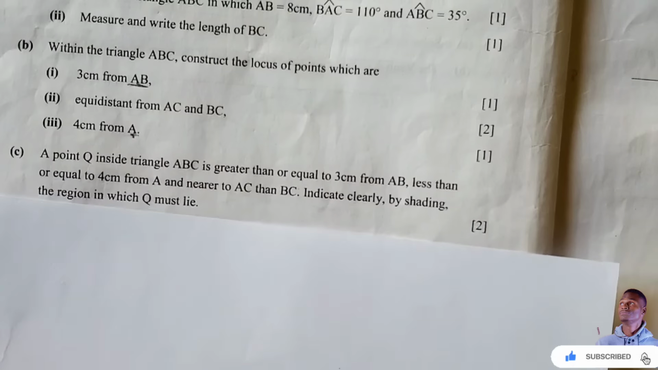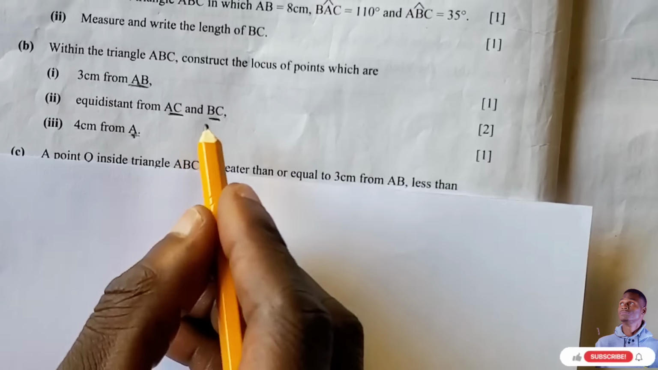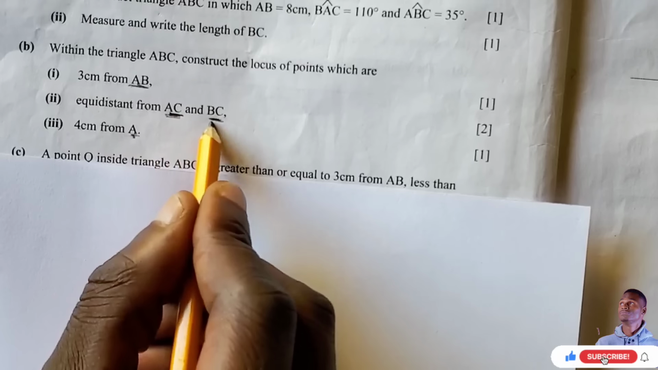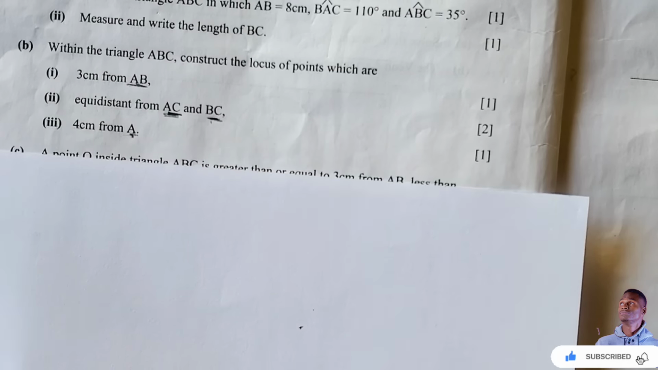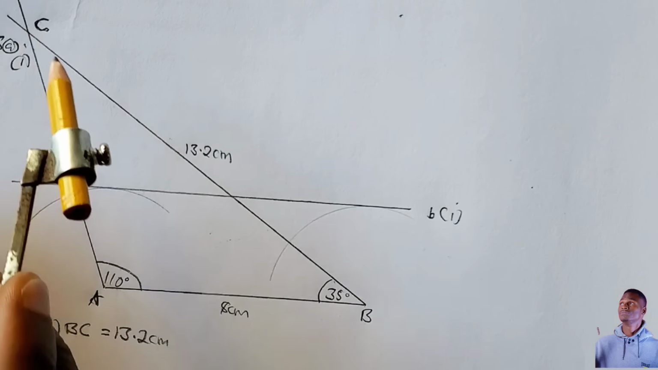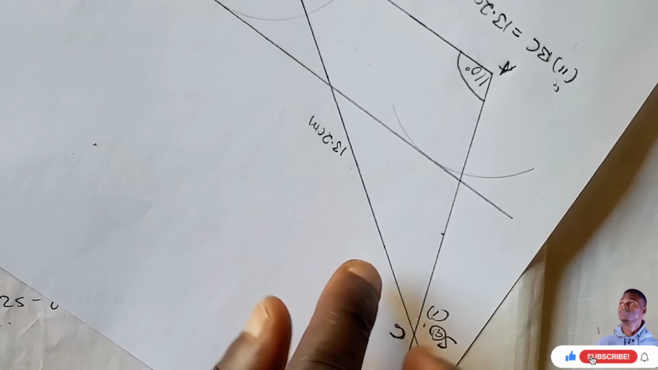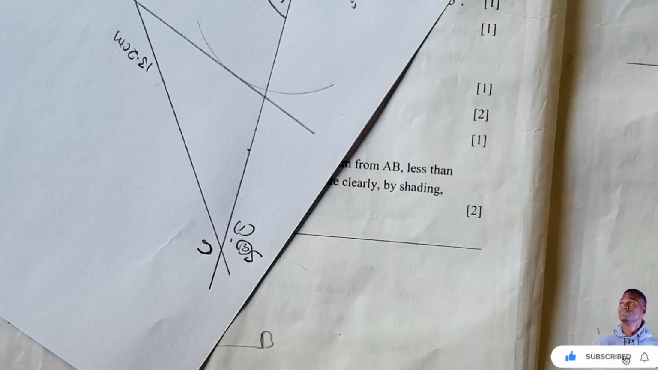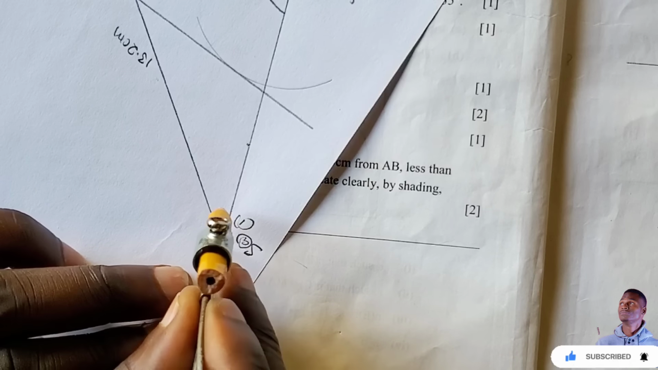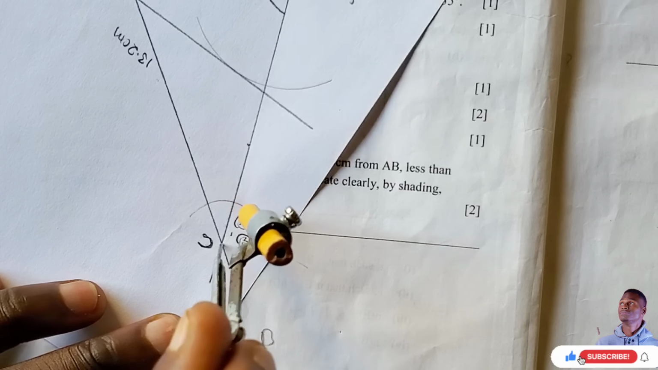Next question: equidistant from AC and BC. This is double. Question I may ask you is which letter is repeating? C. So you're going to get your compass and put it at C. This is your paper and this is your exam. You can just rotate the paper so that it faces you. Open the compass less than half and strike an arc.